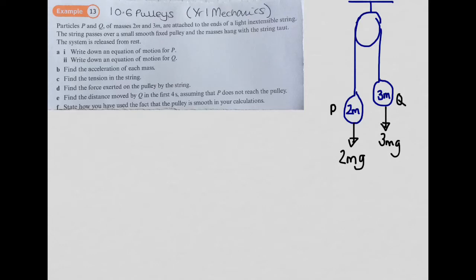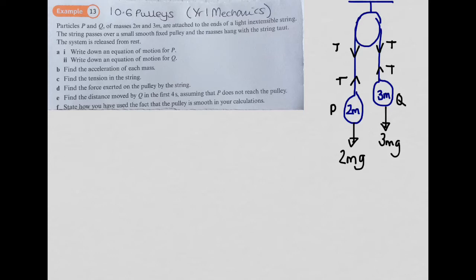And from the question, it says that the string is taut. So when a string is taut, this means that it is in tension. So tension is acting up there, like that, and also like that. And when I come onto here, the tension again is acting there, and it is the same value for tension. The value for tension is the same throughout the system because it is one piece of string, and therefore the tension will be constant throughout it.